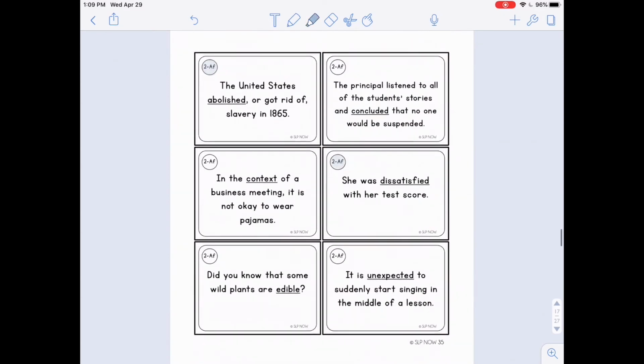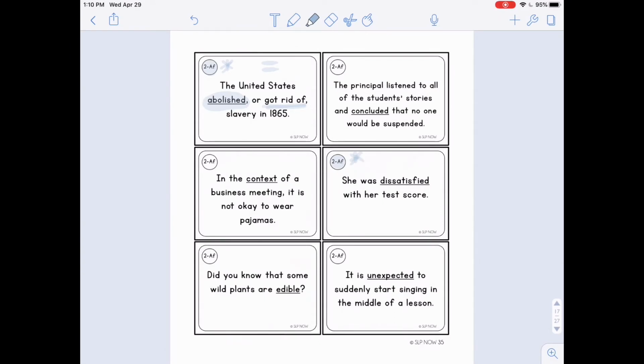Got a few more. So let's start up here. The United States abolished or got rid of slavery in 1865. Can you find a clue in this sentence that helps us figure out the meaning of abolished? If you thought got rid of means the same thing as abolished, then you're right. This is our clue here to figure out the meaning. So to abolish something is to get rid of it.